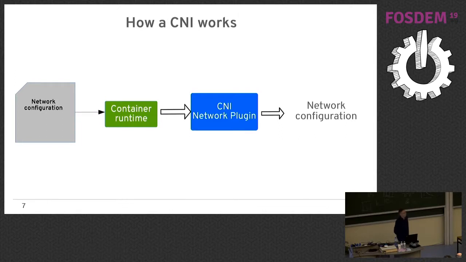How does it work? When the container is created, the network namespace is created. The container runtime looks for a network configuration file. Inside the network configuration file, it finds the information on how to find the networking plugin. Using this information, it invokes the CNI plugin and network configuration is done.